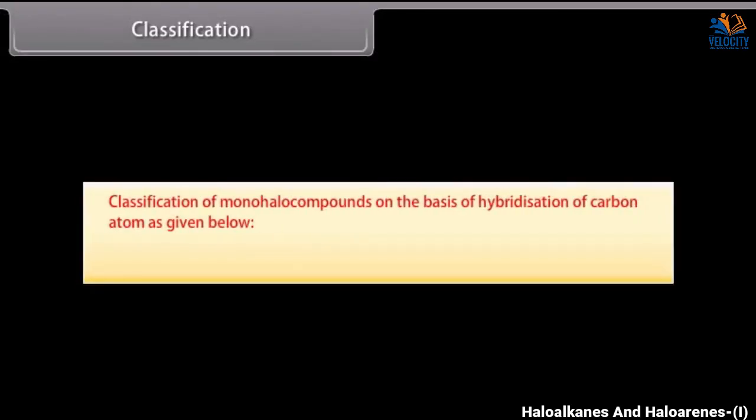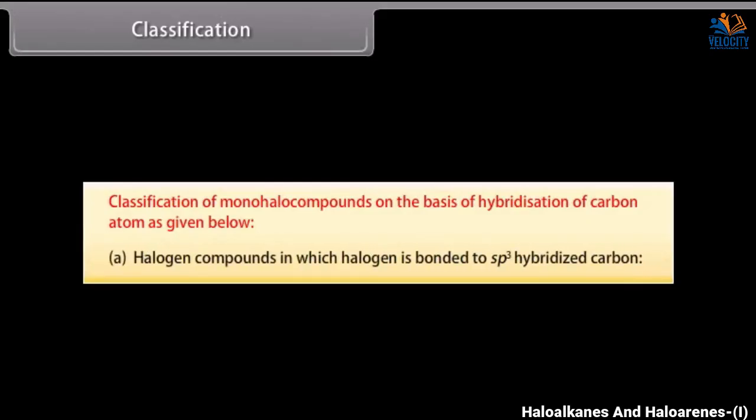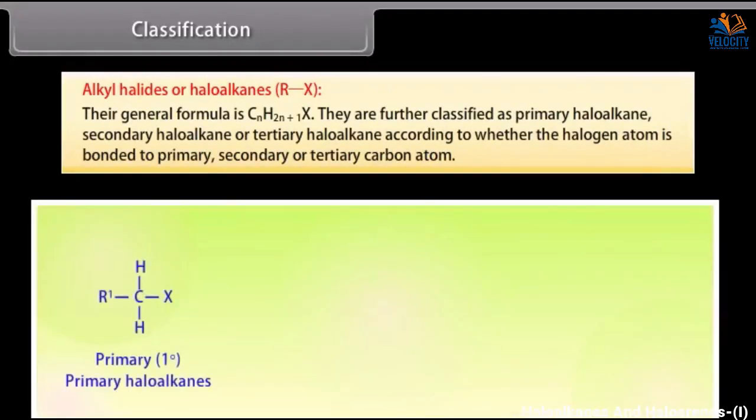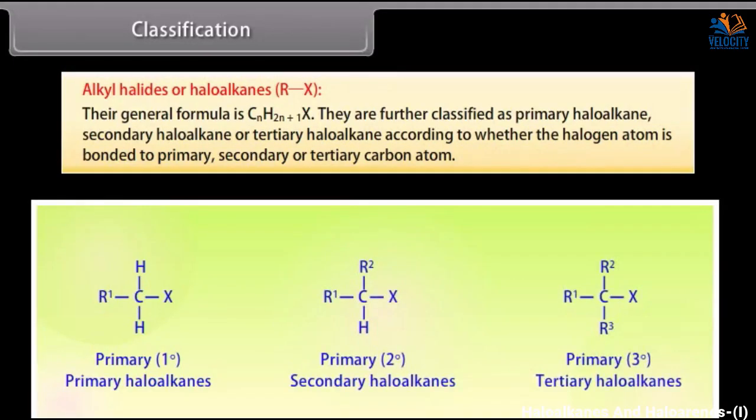Classification. Classification of monohalo compounds on the basis of hybridization of carbon atom as given below. Halogen compounds in which halogen is bonded to sp3 hybridized carbon. Alkyl halides or haloalkanes, RX. Their general formula is CnH2n+1X. They are further classified as primary haloalkane, secondary haloalkane, or tertiary haloalkane according to whether the halogen atom is bonded to primary, secondary, or tertiary carbon atom.